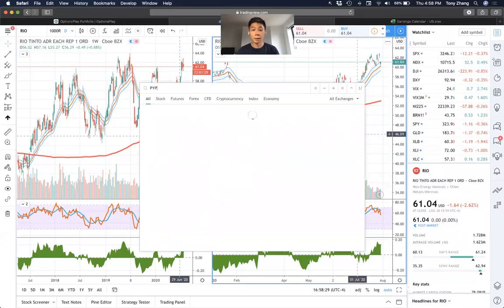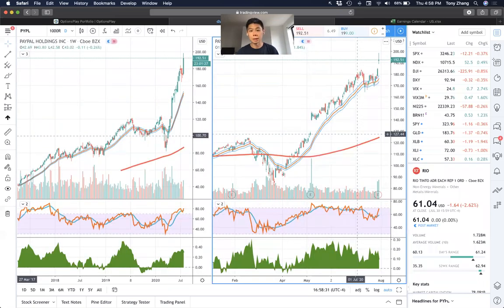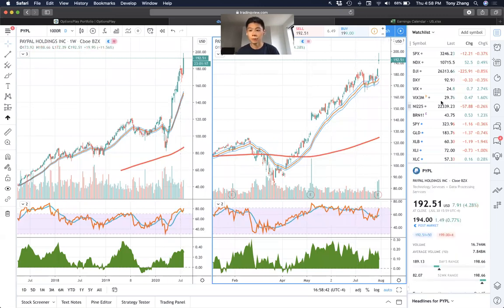PayPal. PayPal, it's time to take profits. I'm going to send out an email tonight to take profits here on PayPal. It was a bullish earnings play. We got the move to the upside. Time to take your profits.